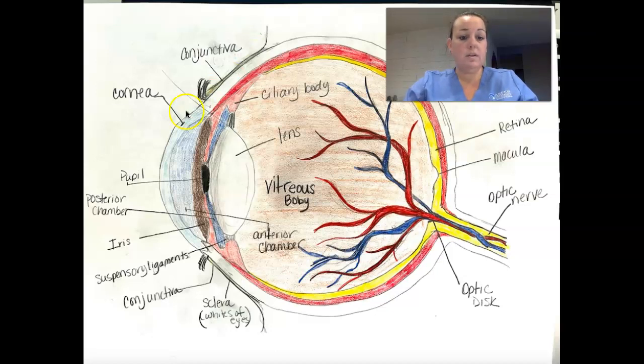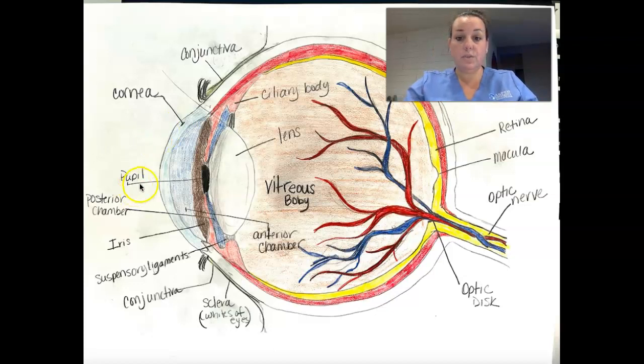The cornea, which is this area right here, is a clear dome-shaped surface that covers the iris and the pupil. It allows light to enter the eye, and due to the dome shape, it helps refract or bend the incoming light rays to help focus them on the retina.